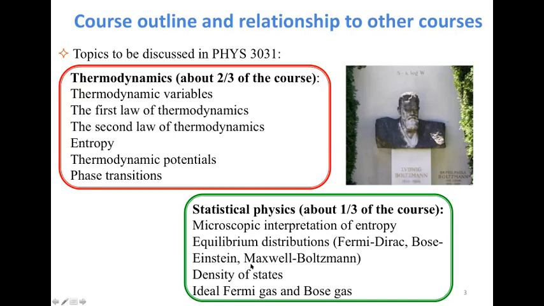Then we are going to talk about some very important concepts, distribution functions: Fermi-Dirac, Bose-Einstein, and Maxwell-Boltzmann, which is something you might have seen before. Then we are going to learn how to count, so the concept of density of states will be important. After that, we are going to apply everything we learn, up to density of states, to try to get some physics out. We are going to talk about the ideal Fermi gas and the ideal Bose gas.